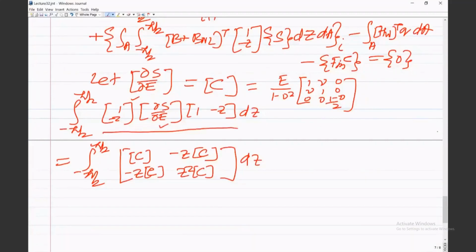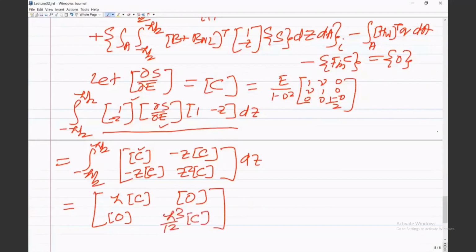Del S by del E, this is equal to actually C. And if you do the integration, because Z equal to 0 surface is the middle surface, the integration from minus h by 2 to plus h by 2 will just give you thickness. So the first term will simply become h into C. This integral would be actually 0, Z square by 2, and when you put these limits, that integral would be 0. This is also 0, and then here you will get h cube by 12 into C. So this is what you will get.